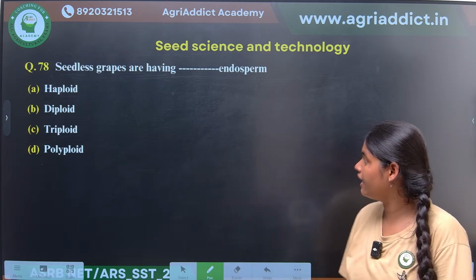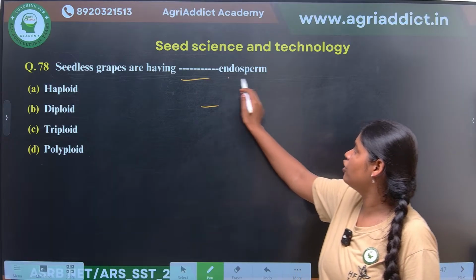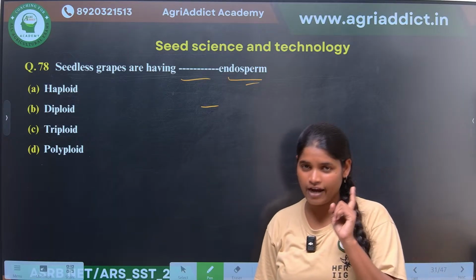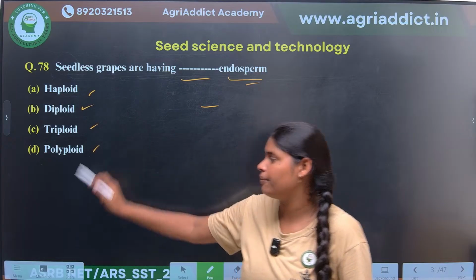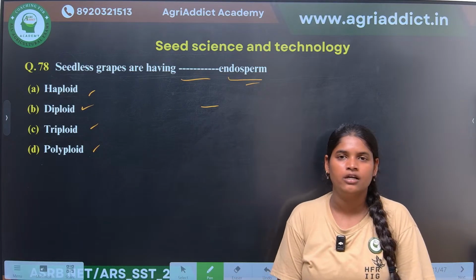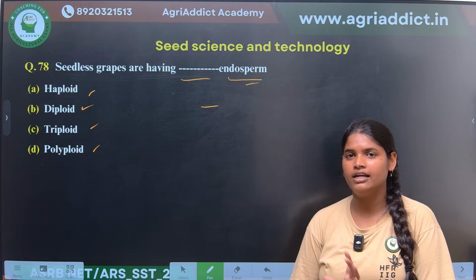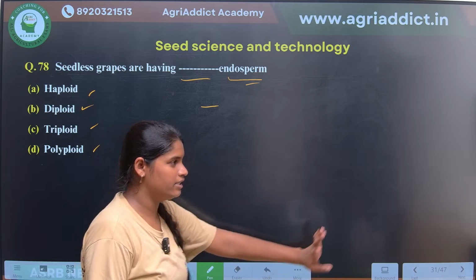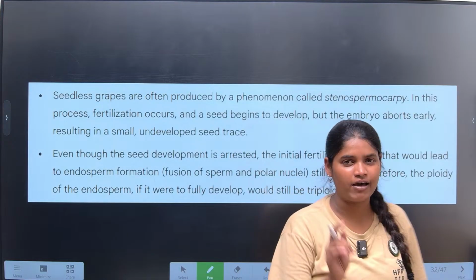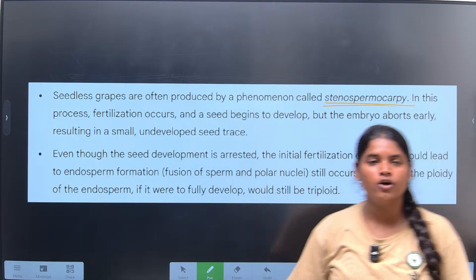And the next question is, seedless grapes have endosperm. What is the ploidy level of endosperm in seedless grapes? Haploid, diploid, triploid or polyploid? Answer for this. It is also a bit conceptual. Try to answer this. Seedless grapes. Okay, I'll try to explain one concept in seedless grapes. It is stenospermocarpy.